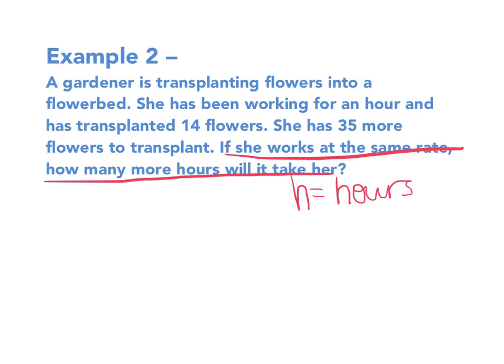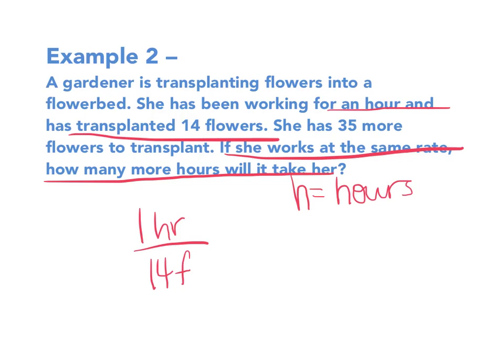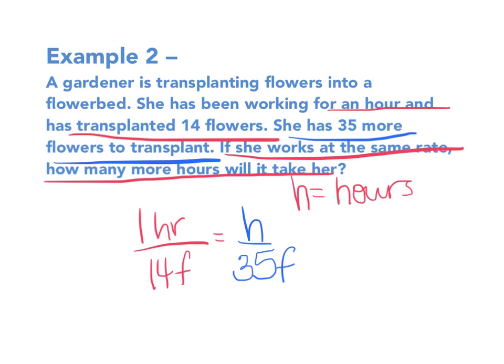And the first ratio I have is 1 hour is 14 flowers. So 1 hour, 14 flowers. The next ratio I'm looking at, she has 35 more flowers to transplant. So I'm going to put the 35 flowers on the bottom because that is where I put the flowers in the first ratio that I built. And now I'm just going to put an H on top for hours because I don't know how many hours it's going to take her to transplant 35 flowers.